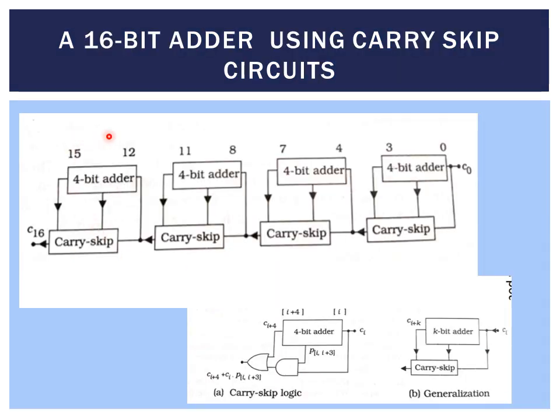This is the example of a 16-bit adder using carry skip circuits. You will find that these are the 4 bits. These are the 4 blocks basically, 1, 2, 3 and 4, and this is a 4-bit adder, another 4-bit adder, and so forth. And this is a carry skip circuit. This C in is coming here, this is the propagate signal, and this is the C out that is coming from the first block.